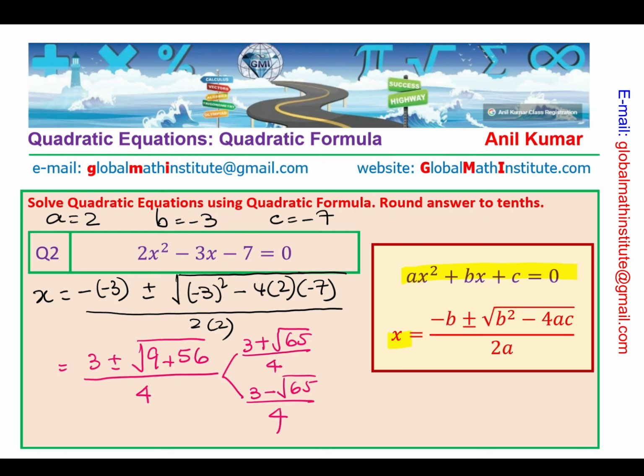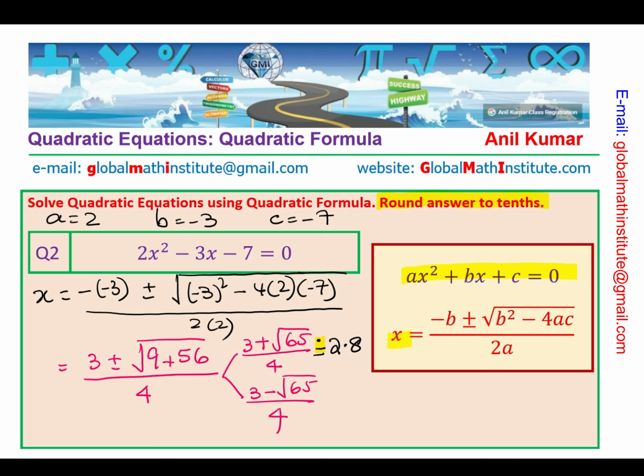Now, if you leave it like this, it becomes an exact solution. However, in this particular case, we want to round the answer to one decimal place. So let's calculate, okay? So what we have is square root of 65, and we have to add this to 3, right? And then divide by 4. So the decimal value is 2.76, right? So we could write this as equal to 2.8.